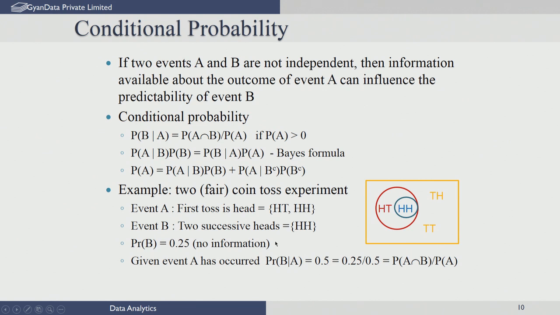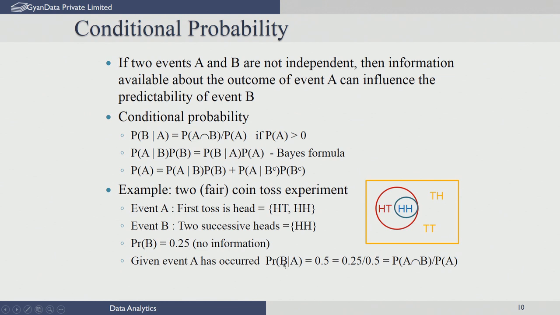However, if you tell me that you have observed event A, that means the first toss is a head, then the probability of event B is actually improved. I can now tell there is a 50% chance of getting event B, because you have already told me that the first toss is a head. I can compute this conditional probability of B given A using the first rule: the probability of A intersection B, which is 0.25, divided by the probability of A, which is 0.5. So the probability of B given A is 0.5, which has improved my ability to predict B, because I have used some information you have given about event A.